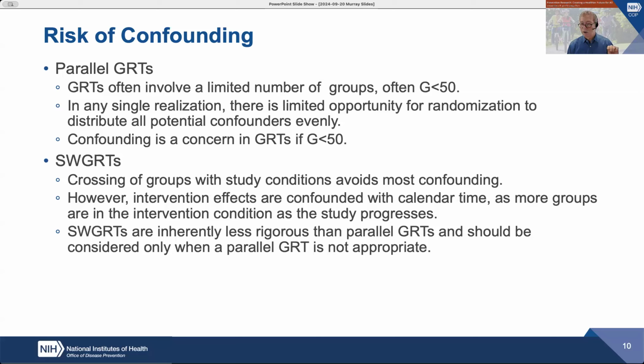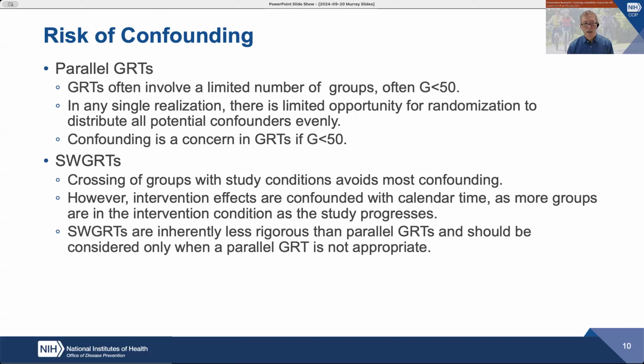And that's because all of the groups are in the control condition at the beginning. Gradually, over time, more and more groups move to intervention. And by the end of the study, all of the groups are in the intervention arm. So the intervention itself is confounded with calendar time. That means we've got to adjust for calendar time in any analysis in a step wedge group randomized trial.